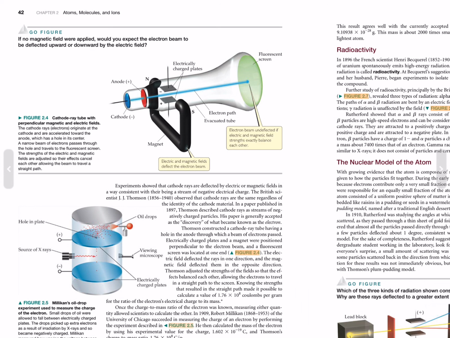Figure 2.4. Cathode ray tube with perpendicular magnetic and electric fields. The cathode rays, electrons, originate at the cathode and are accelerated towards the anode, which has a hole in the center. A narrow beam of electrons passes through the hole and travels to the fluorescent screen. The strengths of the electric and magnetic fields are adjusted so that they cancel each other, allowing the beam to travel in a straight path.